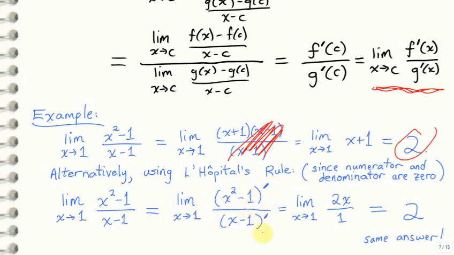Well, the derivative of x squared minus 1 is 2x. The derivative of x minus 1, that's 1. And now, if you plug in x equals 1, you get 2 times 1 divided by 1, you just get 2. Again, you're getting the same answer here, which is good. Math is consistent.